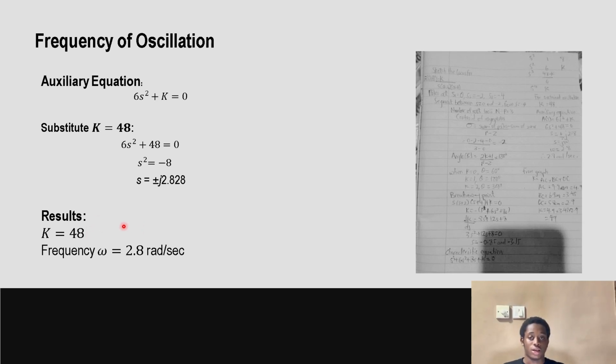And it becomes unstable for k greater than 48. The system begins to oscillate, marking the boundary of stability. This helps us to choose the correct gain for safe operation.